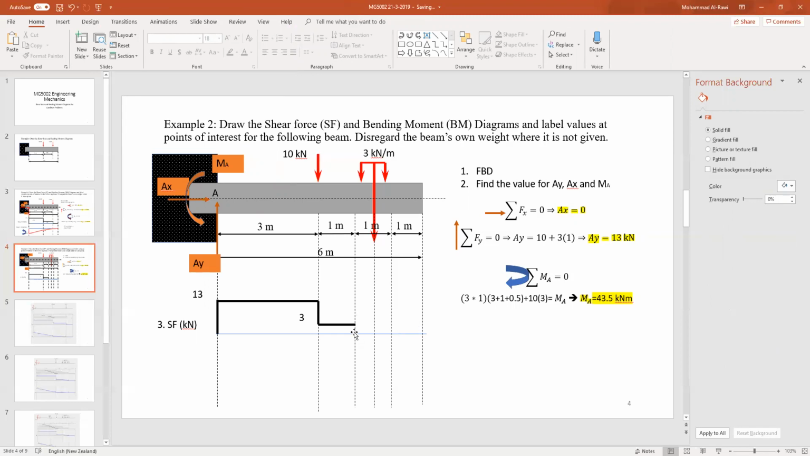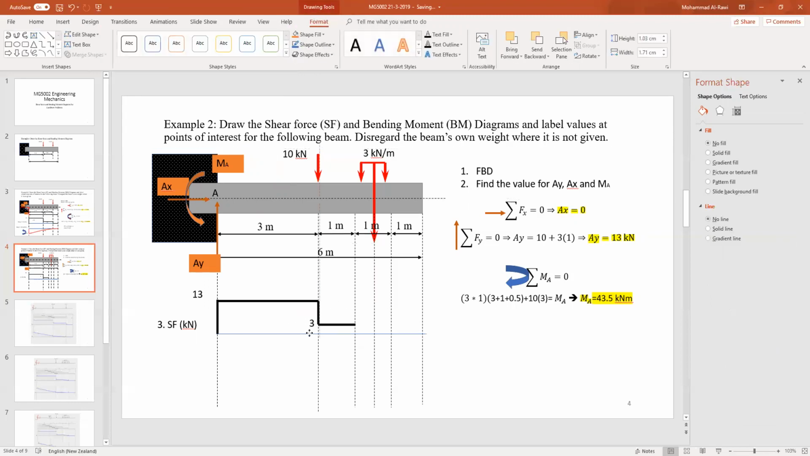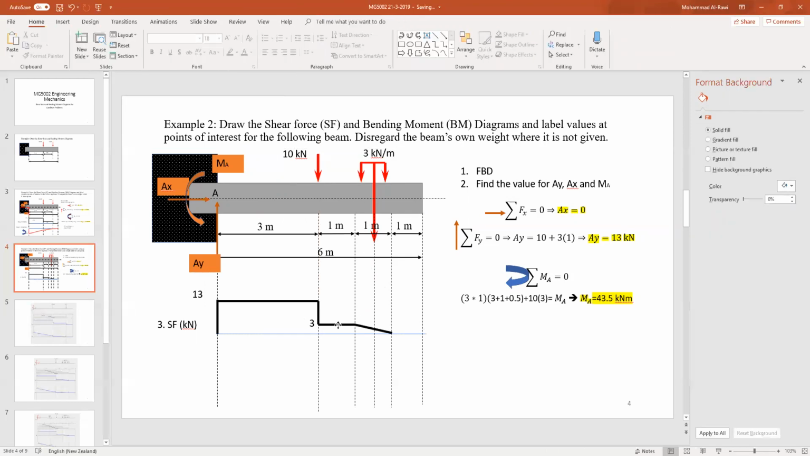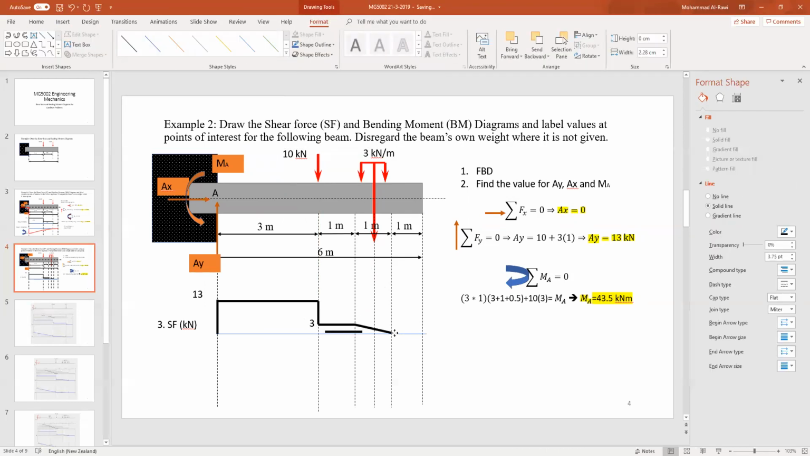Now here is what's interesting. I know here it is 3, and based on that value, how much can I go to that point? So how can you achieve that? Just by multiplying 3 times 1 is 3, and 3 minus 3, because the direction of the UDL is going downwards, this will result in 0. So from this point, I need to go as a slope, as I explained in the class on Monday.